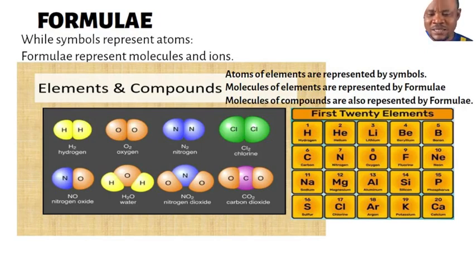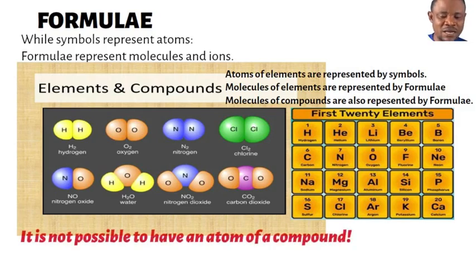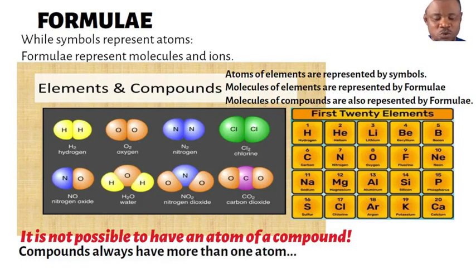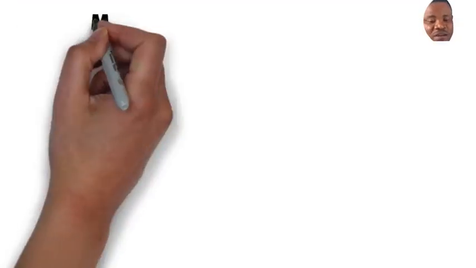Molecules of elements are represented by formulae. Molecules of compounds are also represented by formulae. You can see that on the left hand side. The ones on top are for elements. The ones at the bottom are for compounds. It is not possible to have an atom of a compound. If you have any questions regarding this, please just send the questions over to me. Compounds always have more than one atom. So you cannot have an atom of what? Of a compound. You can have an atom of an element, but you cannot have an atom of a compound.